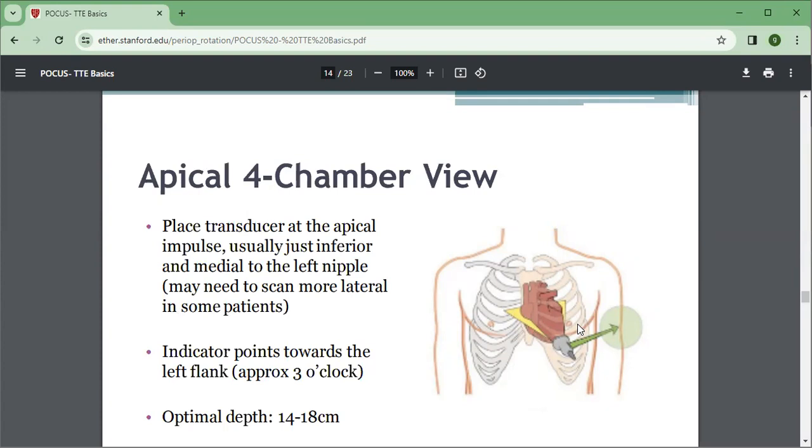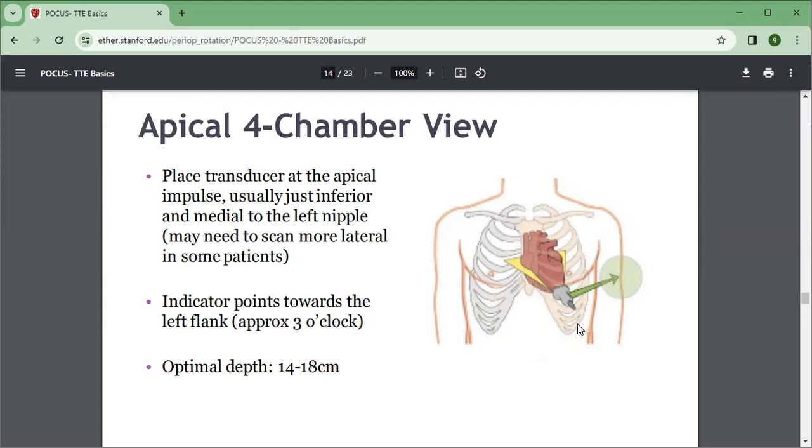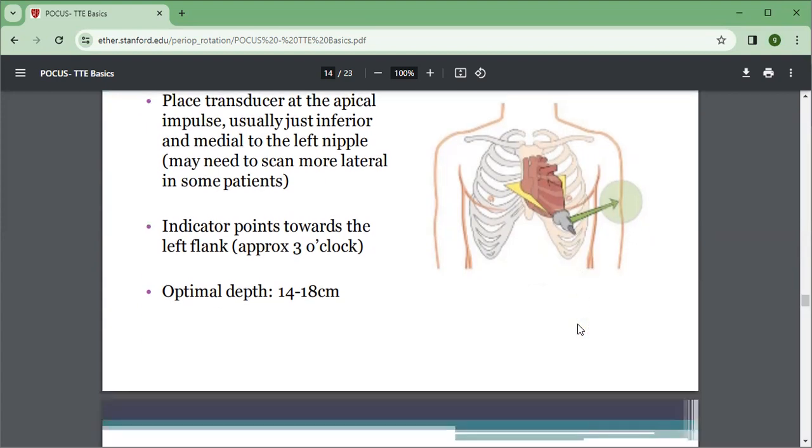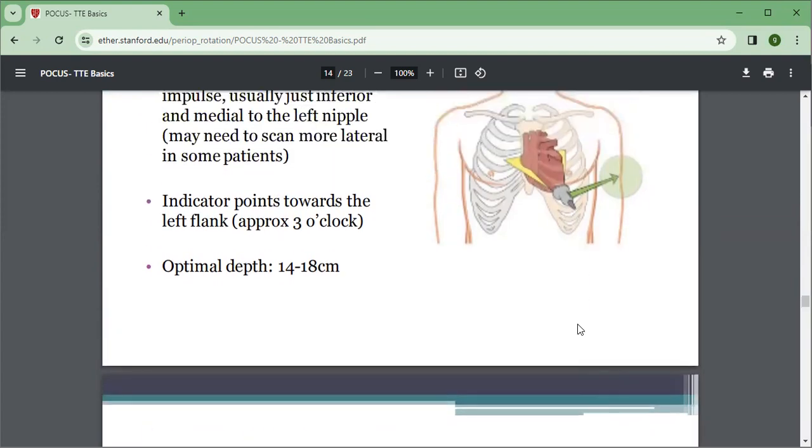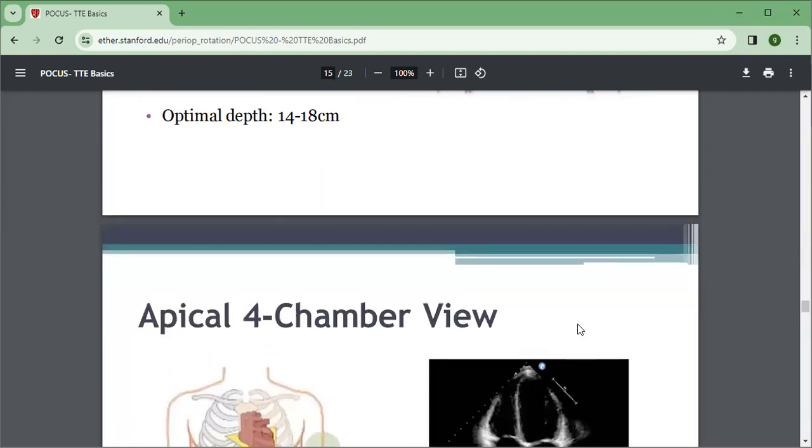At the point of 3 o'clock outward. Then in this depth, you have to give it a depth of 14 to 18 centimeters so that you can get a very good visualization of the apex.